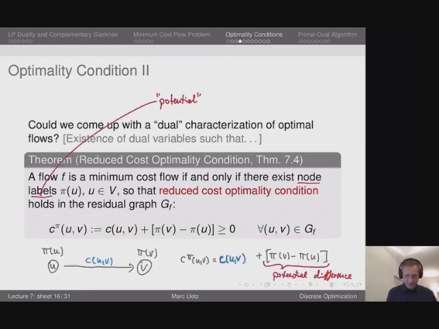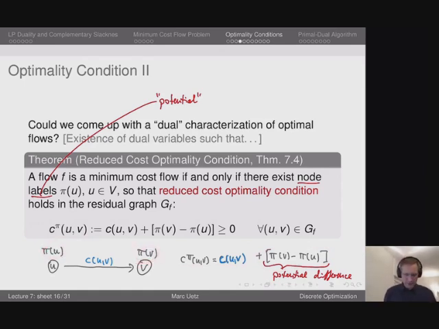So just again a little picture in order to illustrate that. We have an arbitrary edge in the residual graph. It has a certain cost C, and we have a potential for the two endpoints, the head and the tail. And the reduced cost along that edge is just the original cost plus the potential difference. So that is pi of V minus pi of U.